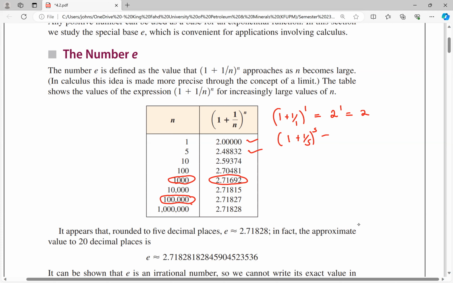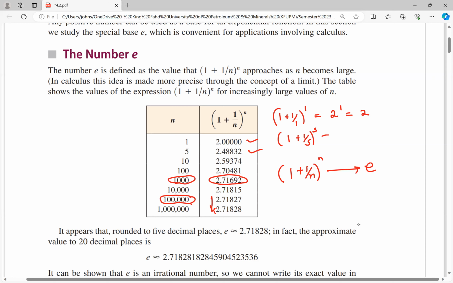So you can see the difference is almost the same number, right? Even though we jumped from 100,000 to 1 million. So it means that the sequence 1 plus 1 over n will approach a number. It comes closer to this number. And this number is what we call e.